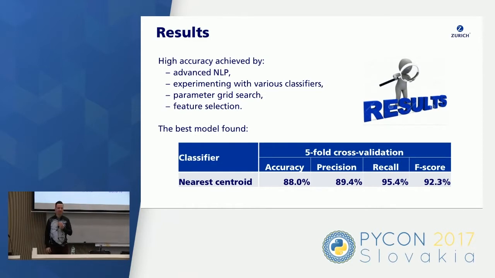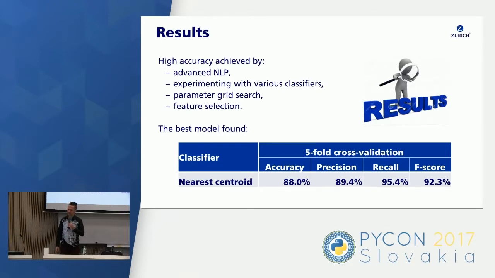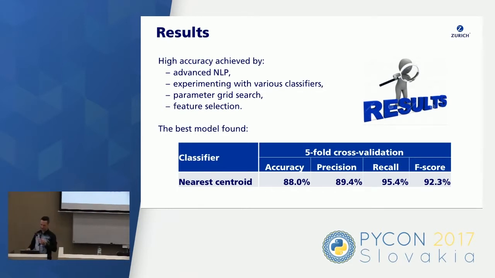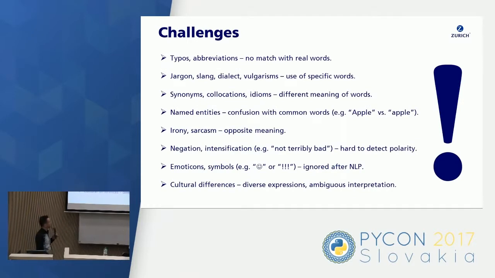Then I used parameter grid search, but it did not improve my precision much because nearest centroid has no parameters. And feature selection helped me improve my precision further. So it's important to do all three of these. My best model has accuracy around 90%, as I already mentioned. And now I want to mention some challenges.